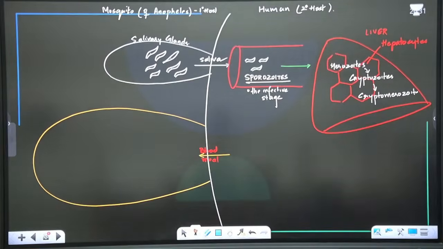Please tell me these points are clear. Yes, guys. Are these points clear?